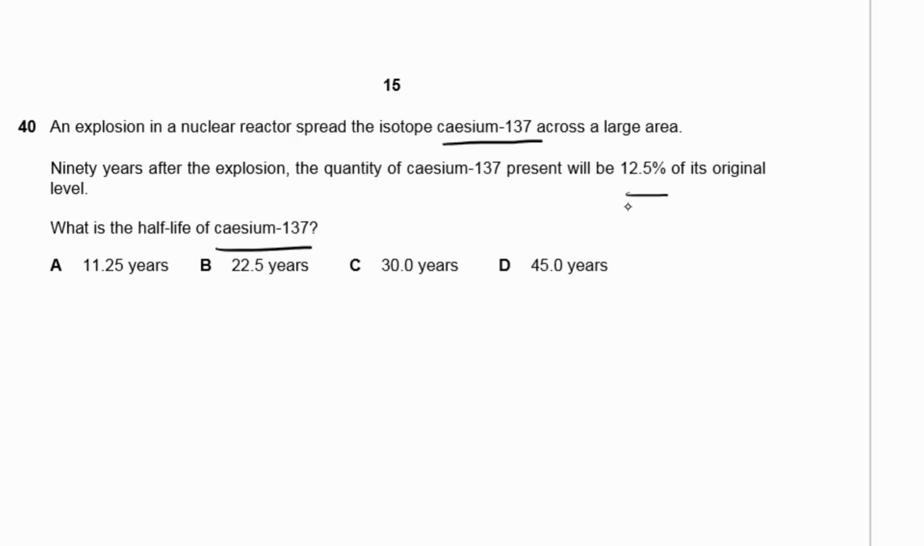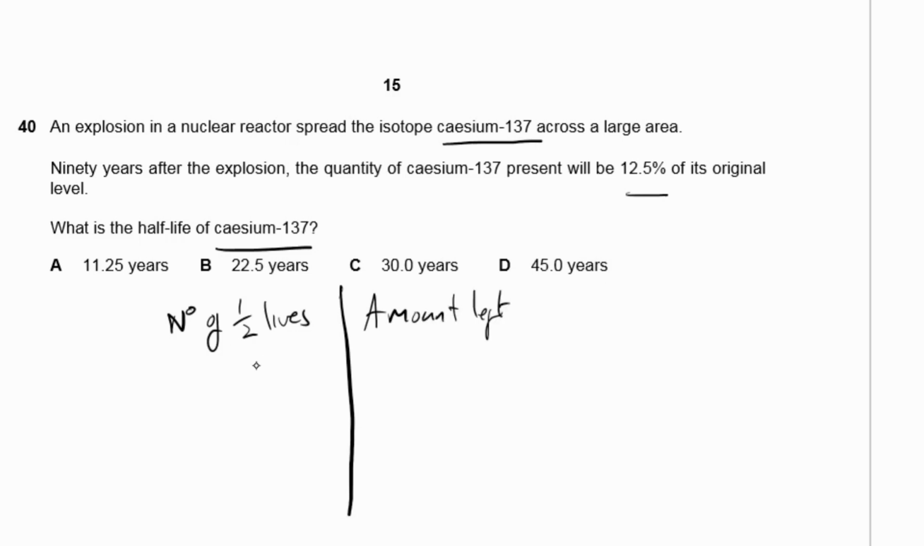Well, let's look at that. Okay, so just a little table here. Number of half-lives down there, and amount left. Okay, so no half-lives, we're going to get full amount left, 100%. 1 half-life, we are going to get 0.5 left. 2 half-lives, we're going to get 0.25. 3 half-lives, we're going to get 0.125, which is, of course, the same value we have here, 12.5%.